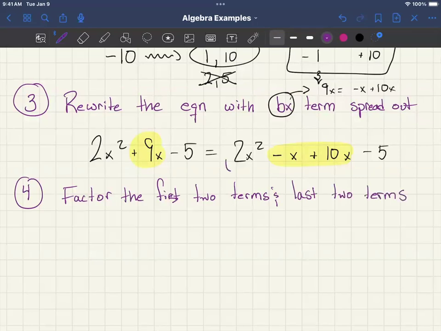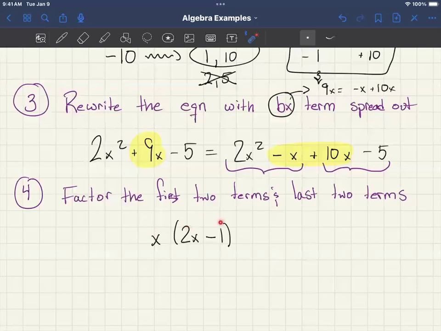So the first two terms are the 2x squared minus x. The last two terms are the 10x minus 5. So this is going to give us, when we factor that, let's see, in the first one, we can pull out a copy of x. Notice that if we multiply this x back in, we'd get our first one would turn into 2x squared minus, and our second term, when we multiply that in, gets us a minus x. So we know we did that correctly.